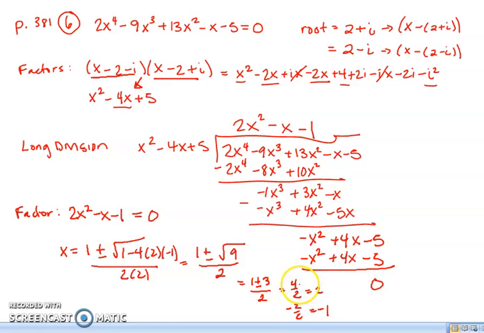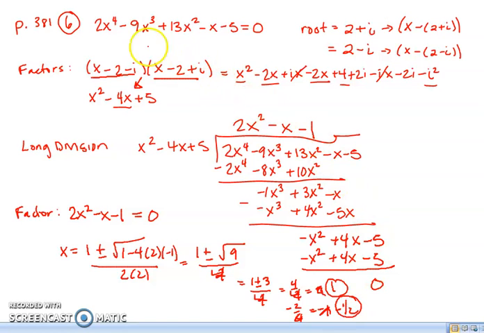And when I look, I'm trying to see, did I add wrong? Oh, this is supposed to be a 4. My bad. This is a 4, not a 2. And so I actually get a 1 and a negative 1/2.